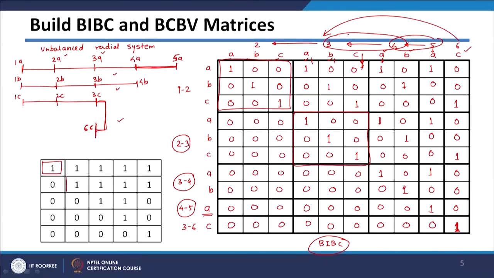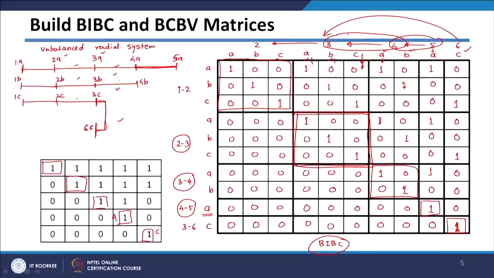Here again between 2 and 3 we are having all the 3 phases. So, we are getting a 3 by 3 matrix here. Here between 3 and 4 only 2 phases are existing. So, it will be a 2 by 2 matrix, and here only A phase is existing and here only C phase is existing. So, we are getting a 1 by 1 unity matrix here. So, this is how we can build your BIBC matrix.